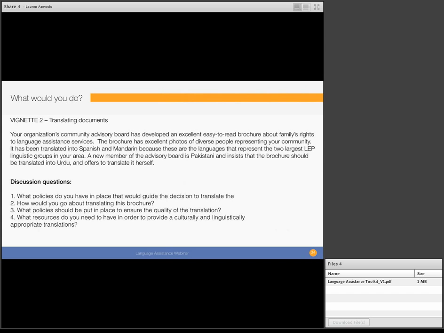What policies do you have in place that would guide the decision to translate the material? How would you go about translating this material in this example? What policies should be in place to ensure that the quality of the translation is superb? And finally, what resources do you need to have in place in order to provide a culturally and linguistically appropriate service in this example? So again, these are at the end of the toolkit and provide you with a way of looking at or thinking about how you can use all of this information and kind of jumpstart you into this material that we've presented today.